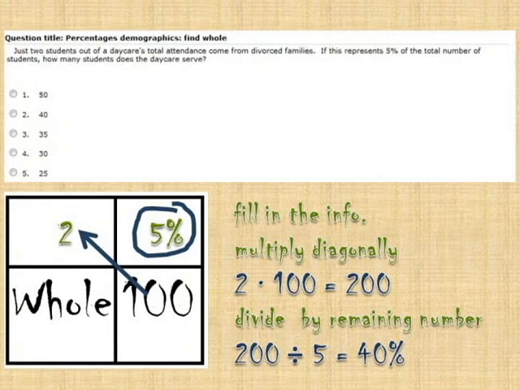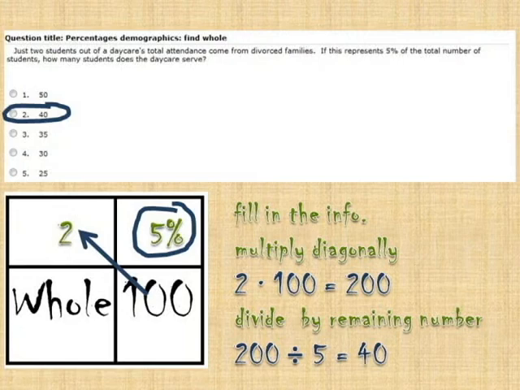Let's go back to the question. 2 students come from divorced families. That represents 5% of the total number of students. How many students does a daycare serve? The daycare serves a total of 40 students. So there are a lot of students, 40 students. Only 2 come from divorced families. And those 2 are only 5% of the total number.